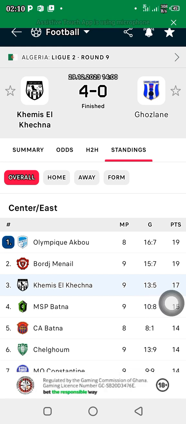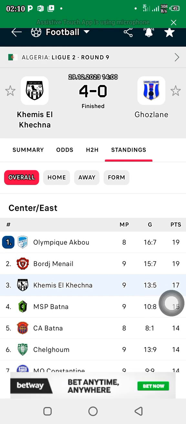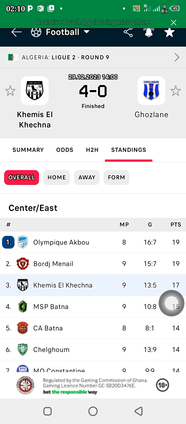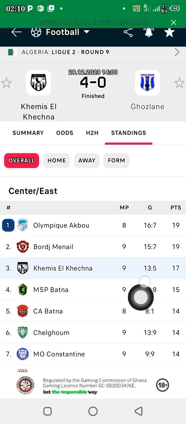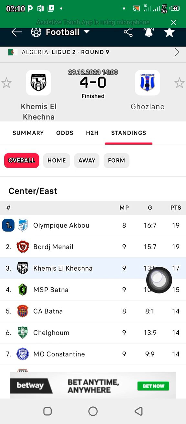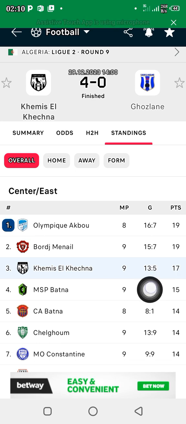So in every game, the home team always gets about 3 goals before they concede a goal. So you need to know that. You can see they have scored 13 goals and they have conceded 5 goals. So you need to look at that.